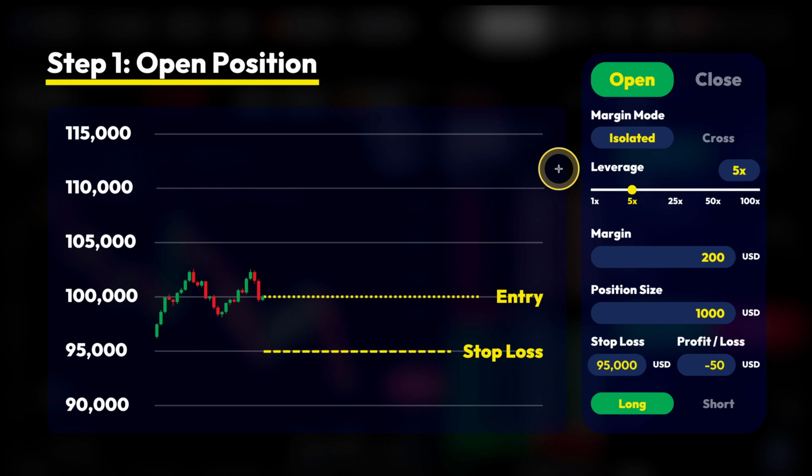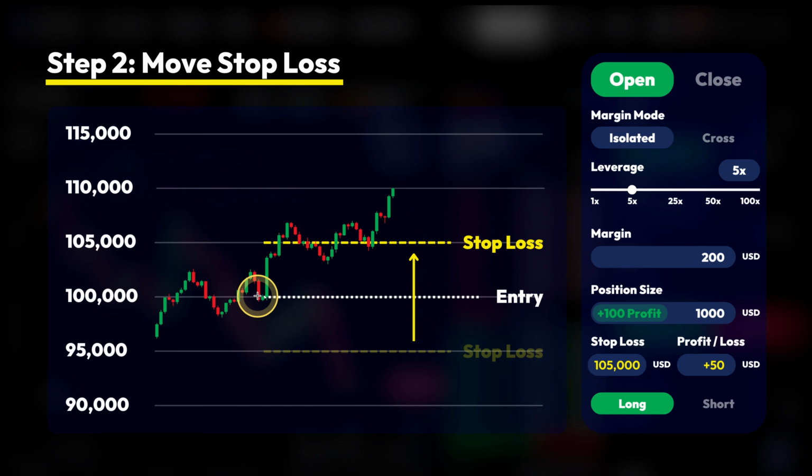So now we've got this trade opened. If the price doesn't go into our desired direction, we've limited our losses with a maximum 1% loss. However, if the price does move into our desired direction, we can move on to our second step, which is to move our stop loss above our entry. In this case, the price has gone up by 10%, so we are already $100 in a profit.